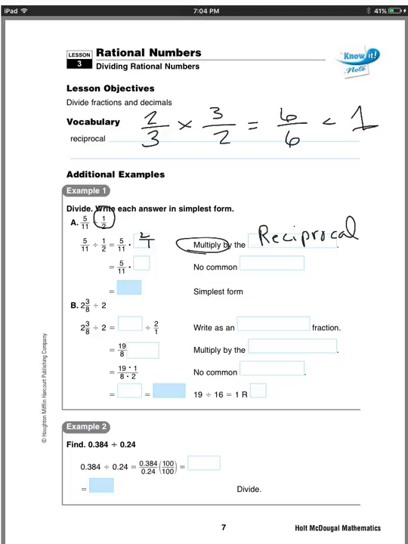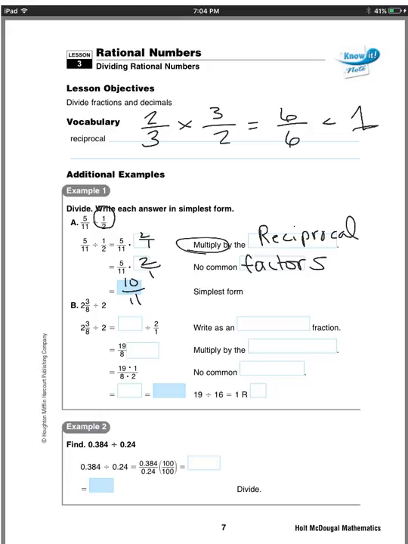We have no common factors when we look at our cross products that are diagonal to each other. The only thing that goes into those is 1, so they are relatively prime. So we just keep it as 2/1, and then we multiply, and we get 5 times 2 is 10, 11 times 1 is 11, and that is in simplest form.